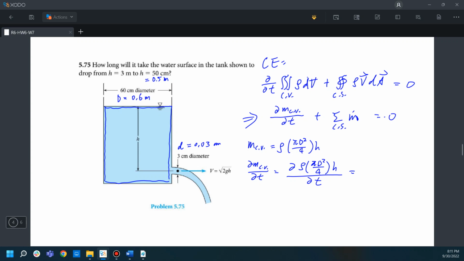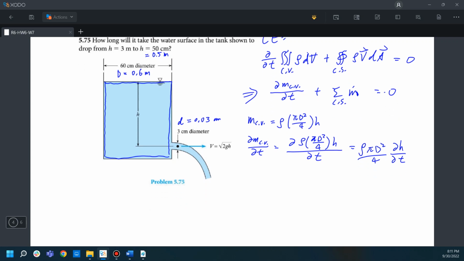So we can write those constant terms out to the front, which is ρπd²/4 ∂h/∂t. Okay, so we have the first term. For the control surface term, it is in and out, and we don't have any inflow to this tank. So the inflow part will be 0, but we do have the outflow for this term.